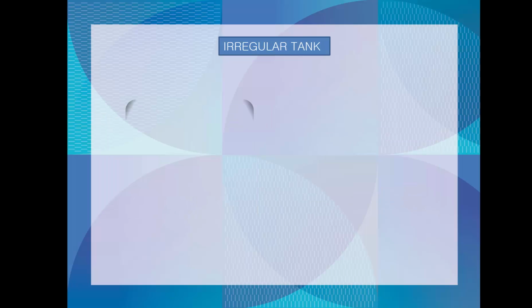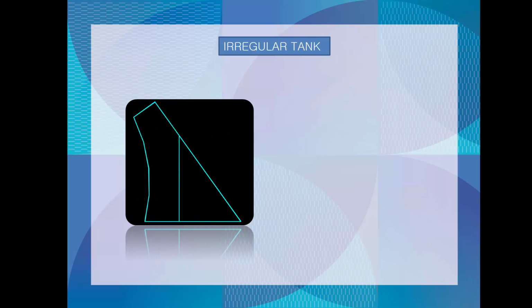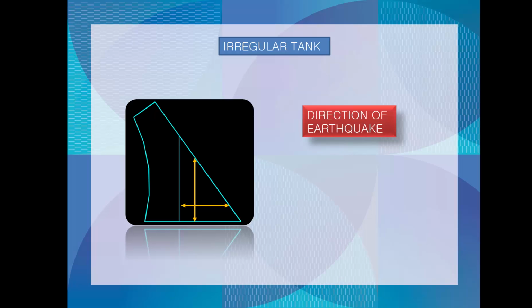For an irregular water tank, it's not easy for us to determine which values of L to be used. Of course, if you use the longest value for L, you may not be able to get an economical design, which we are avoiding. So to get the proper values of L to be used, we need to determine the following. We need to determine the direction of earthquake, which will give us the highest seismic force.